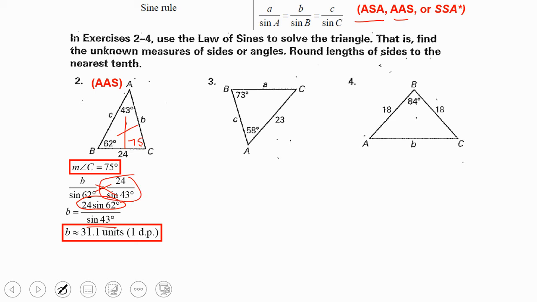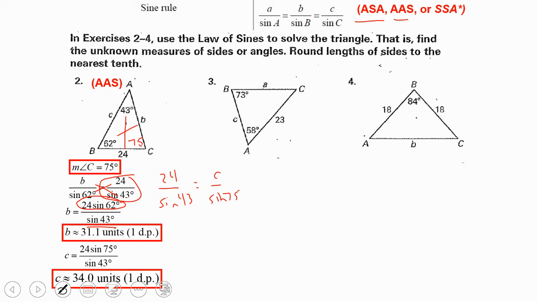Okay, and then we can set it up again. We're going to use this fraction again, 24 over the sine of 43. And we already used the b over 62, so now we'll use c over the sine of 75. And we'll get the same type of calculation. So 24 times the sine of 75 divided by the sine of 43 is 34.